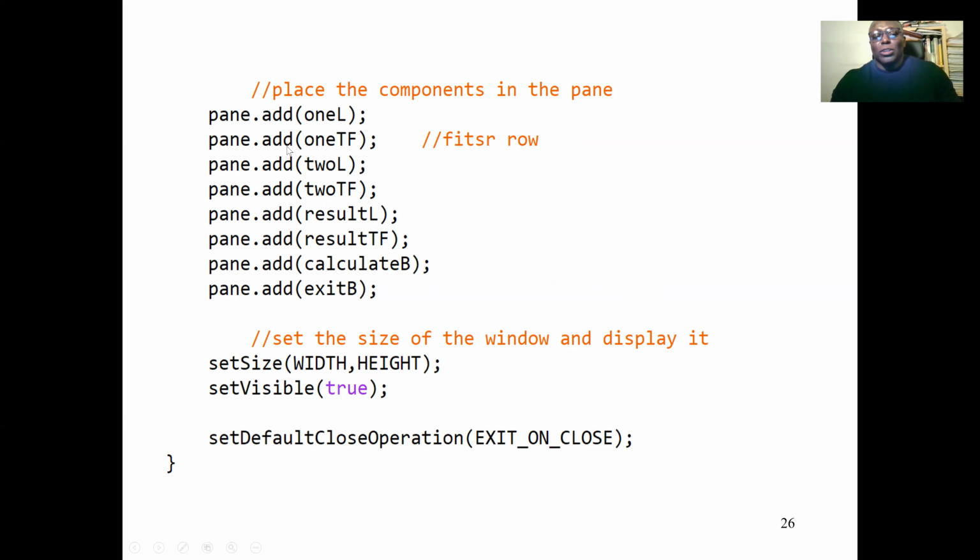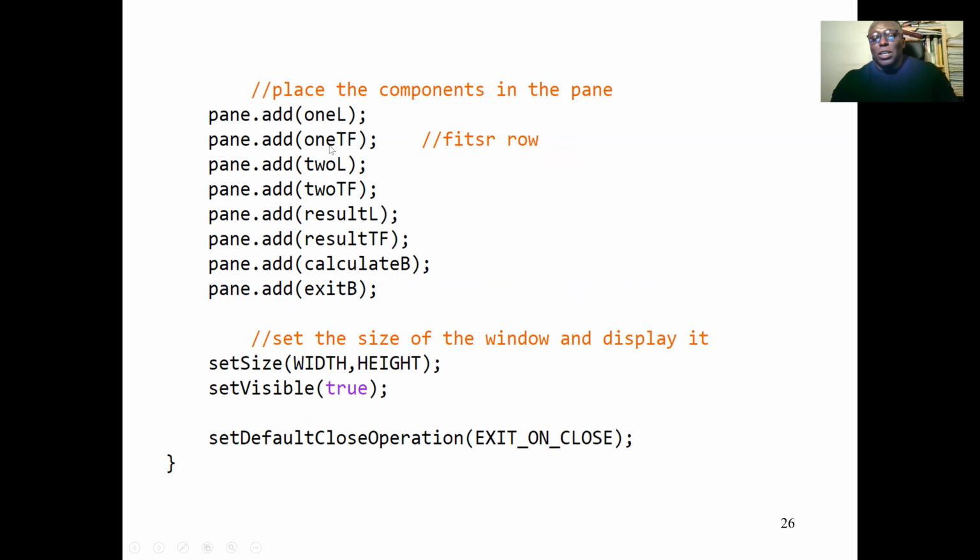Then pane.add one text field. It adds row by row. So this will be our first row, second column. 2L will be second row, first column. Then 2TF will be second row, second column. Then we go to the third row, third row, first column. ResultTF will be third row, second column. Then the fourth row, first column, we calculateB.